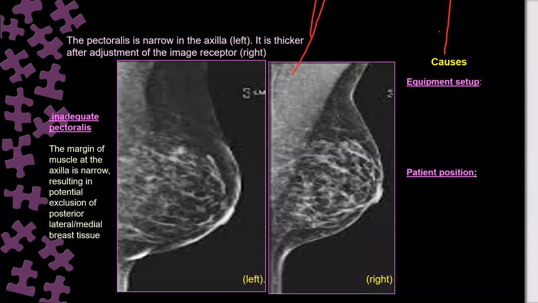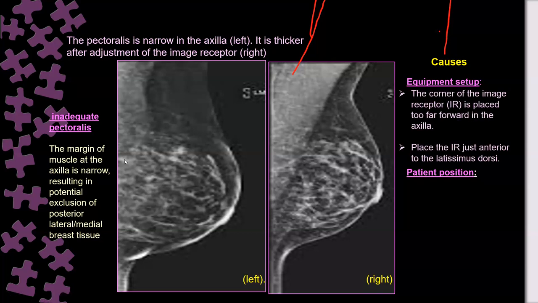So again, this can be related to equipment setup, patient position, or body habitus. But regarding the equipment, what do you think? If they push the corner of the image receptor high into the axilla, it might lead to this appearance. It has to be placed anterior to latissimus dorsi. The adjustment of the image receptors is why mammography needs a dedicated radiographer.